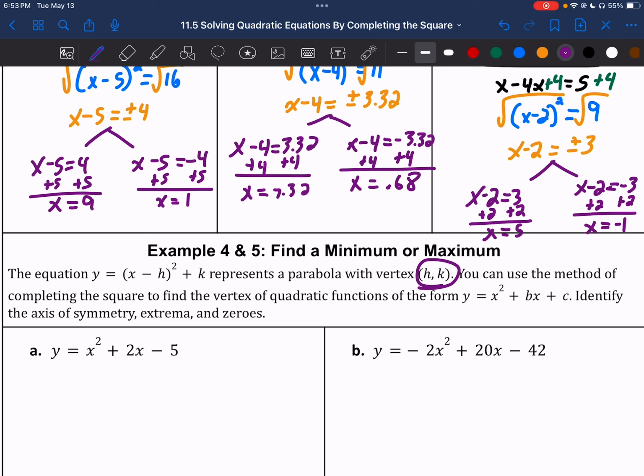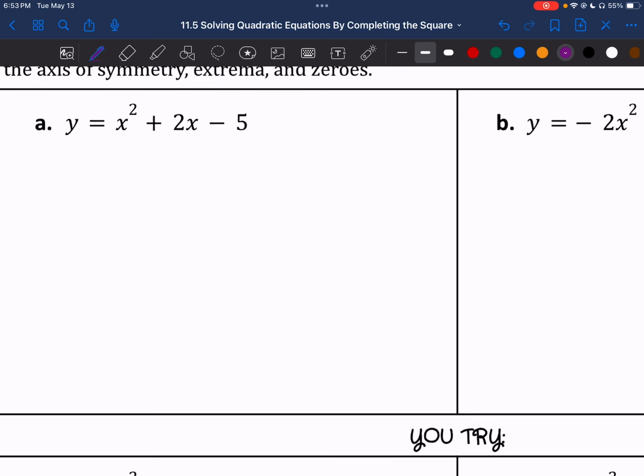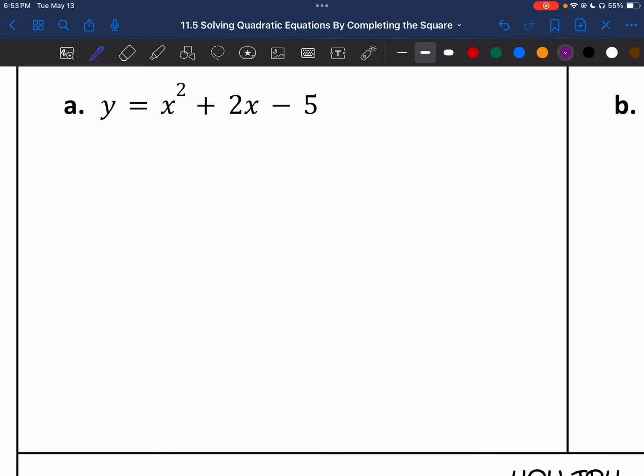And so we can use completing the square to take a quadratic function in the form y equals ax squared plus bx plus c, and we can make it into vertex form. So we can see and manipulate how we are affecting our graph. So let's walk the process and figure it out. What we're going to be looking for is our axis of symmetry, our extrema, and our zeros. So what do we have?